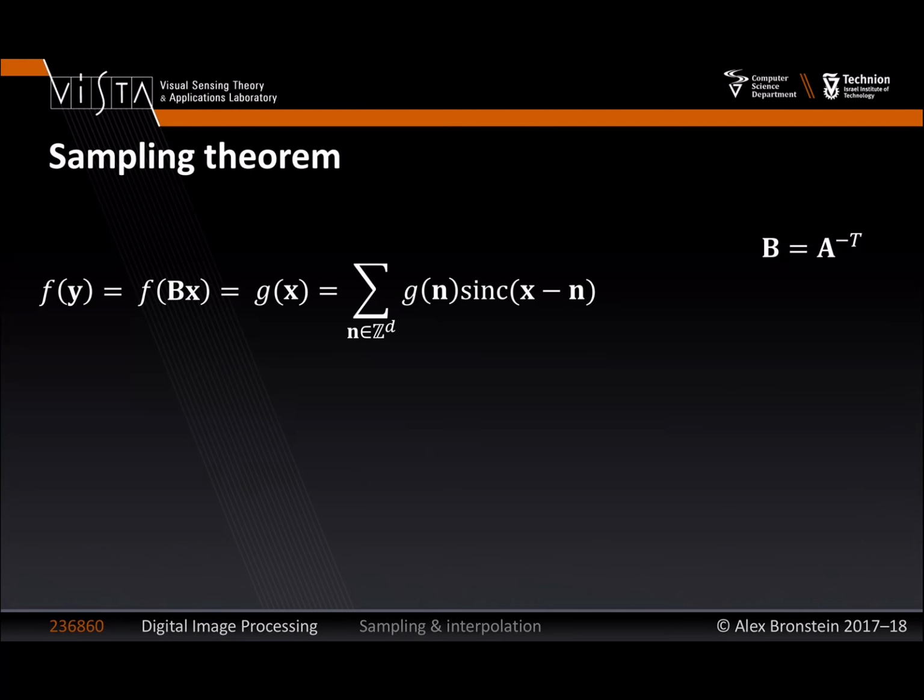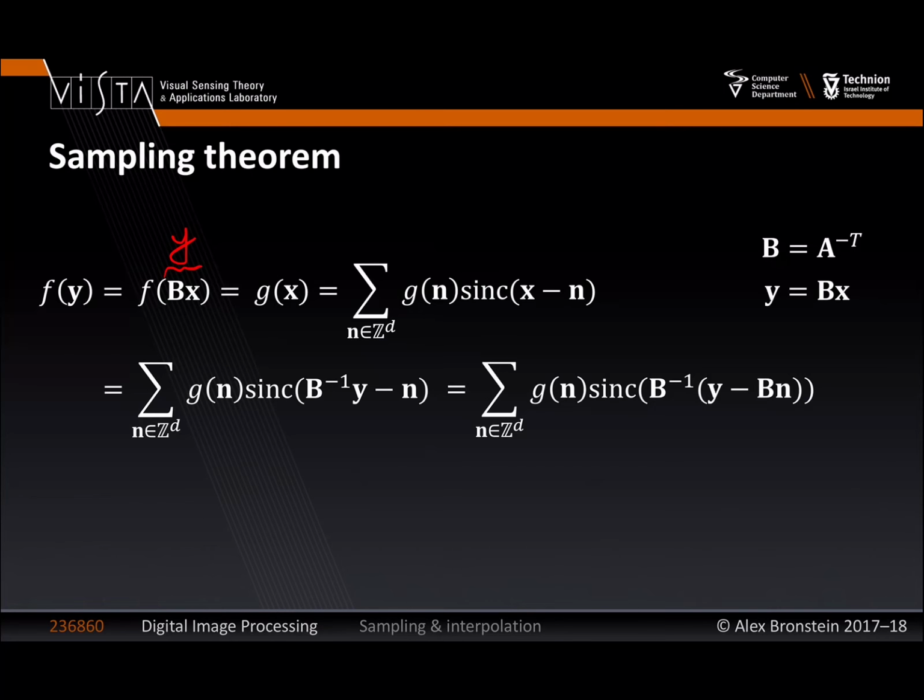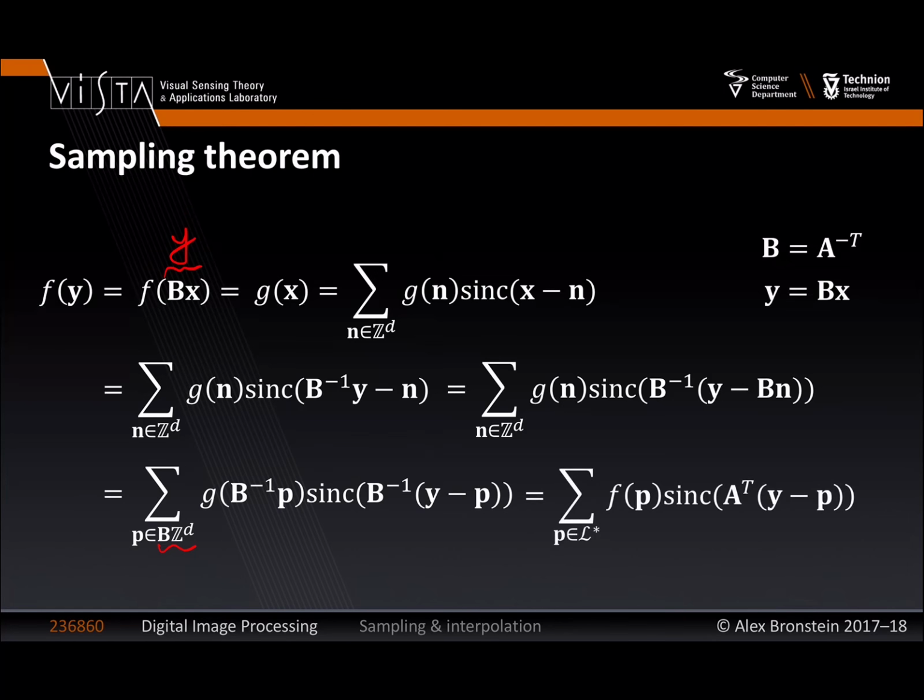So I will call Bx y, and then let's rewrite this sinc. Instead of x, I will write B inverse y, and let's write the sum. Okay, so it's B inverse y minus Bn, okay? I write it like this. And instead of writing G of n, I will write G of B inverse p, where p comes from B scaling Z^d, okay? So just some algebraic manipulations, and instead of writing B scaling Z^d, I will write p coming from the dual lattice L star. So I'm sampling on the dual lattice L star. Instead of writing G at B inverse p, I will write F of p. Okay, this is the relation between G and F. And here I will write this sinc in terms of the matrix. Instead of B inverse, I will write A transpose.